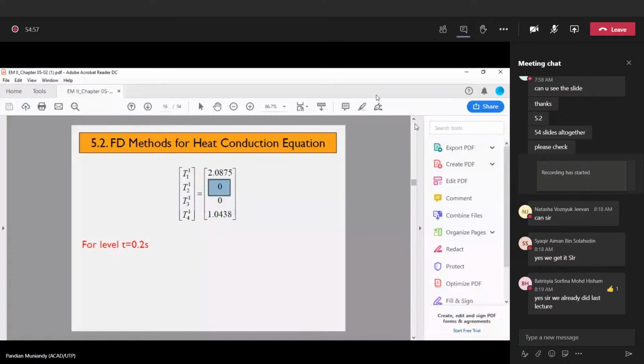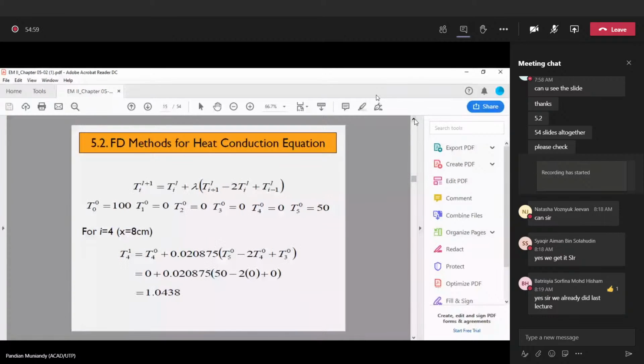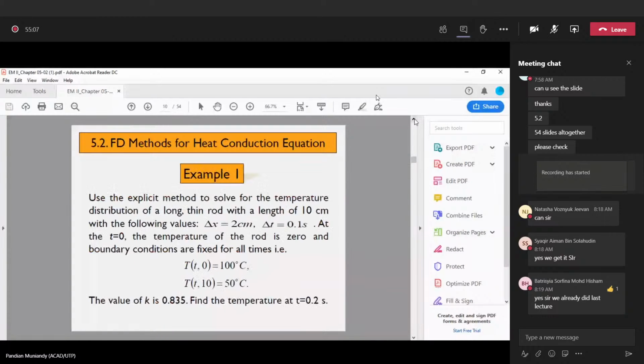So you have T1, so T superscript 1 subscript 0. That means temperature at x0, which is 0, will be 100 degrees Celsius.